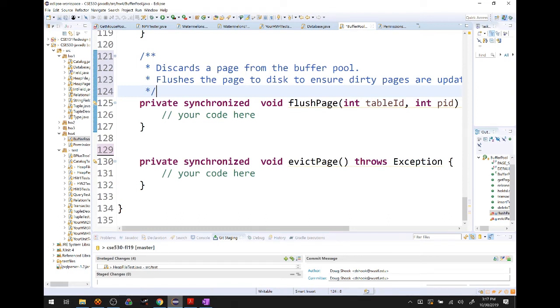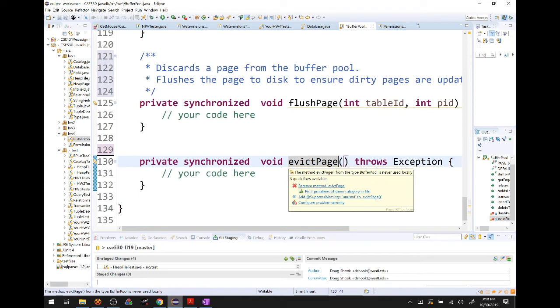This may rely on some of the methods that you wrote in homework 1. That's totally fine, totally expected. And then last but certainly not least is evict page. So consider that this buffer pool has a certain number of slots. There's only 50 pages that it can store. So what happens if they're all full and then another transaction comes and says, I want a page?